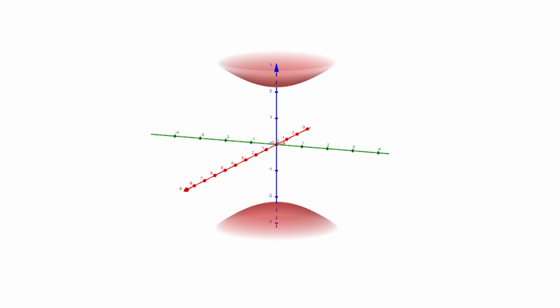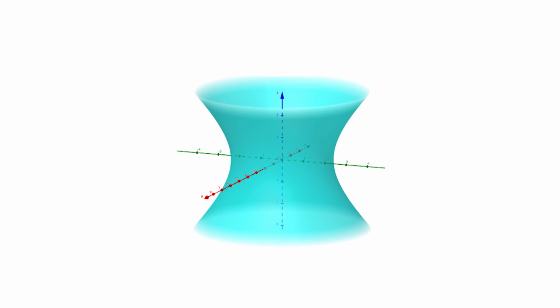As an example, when k is equal to 5, the hyperboloid of two sheets is z square minus x square minus y square is equal to 5 and is shown in the figure. If k less than 0, level surfaces of f of x, y, z is equal to z square minus x square minus y square are hyperboloids of one sheet. As an example, when k is equal to negative 5, the hyperboloid of one sheet is z square minus x square minus y square is equal to negative 5 and is shown in the figure.